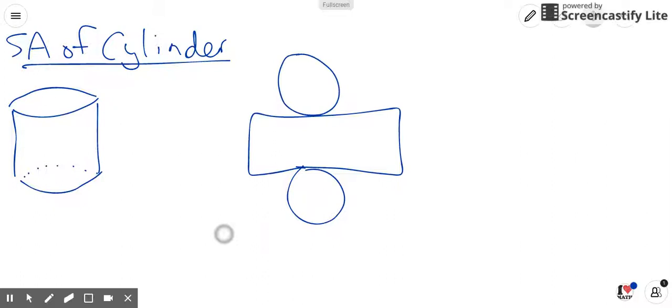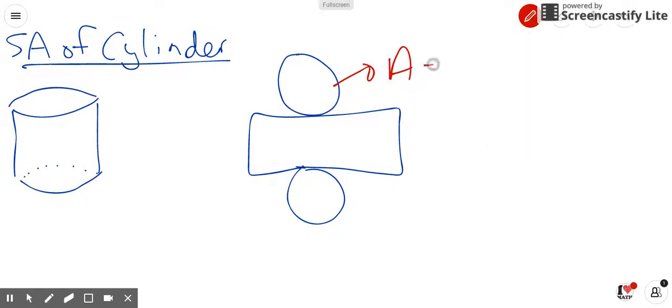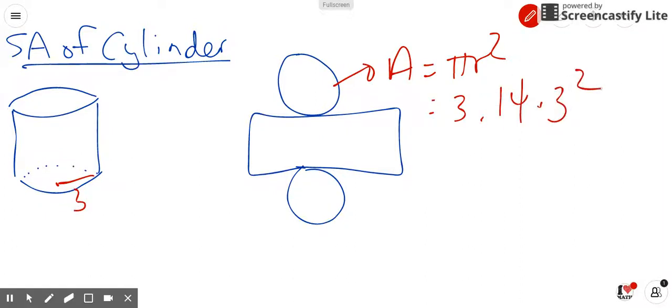So remember that the area of a circle, once again, is pi times the radius squared. So if I'm looking at this cylinder, let's say we had a radius of 3. In this case, it's going to be 3.14 times 3 squared, which is 9. Using my calculator, 3.14 times 9 gives me 28.26. So I know that I have two of these. Okay? So that's that to start.